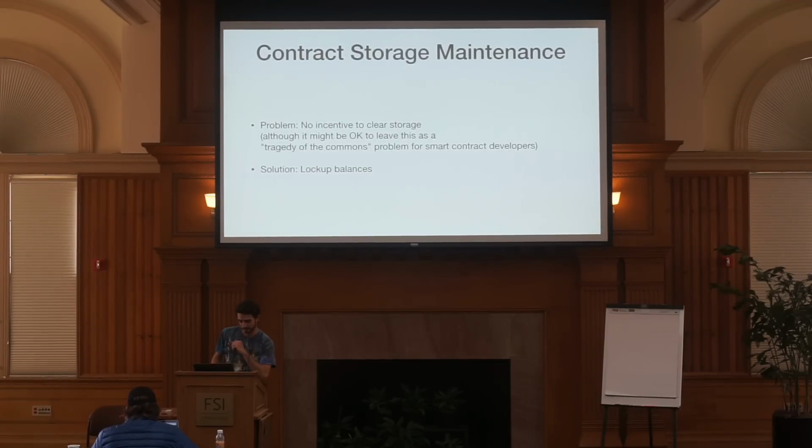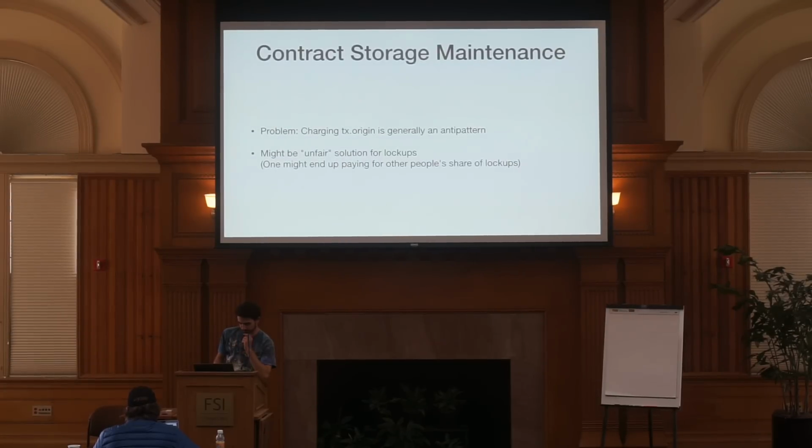This is what I think may become a tragedy of the commons for smart contract developers. If there's not enough incentive for people to release the storage, over time it's going to become too expensive to maintain that contract, and it may be so that the contract gets evicted. And I think it may be okay because it's a little bit of a separation of layers. I'm not sure about that. I also believe that charging tx.origin is a little bit of an anti-pattern, but we already discussed this.